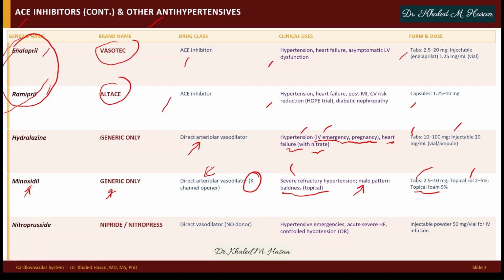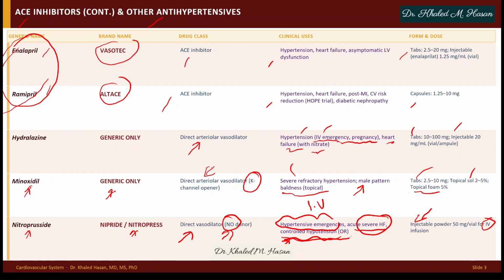The last medication on the list here, nitroprusside. Here we have a direct vasodilator that works by releasing nitric oxide, or enhancing nitric oxide. We use it for hypertensive emergency, mainly IV, acute severe heart failure, and controlled hypotension. So we use it for severe hypertension, but we need to control the blood pressure. There is a risk of hypotension when you use this medication. This medication is available as an injectable IV. We use it for hypertensive emergency.